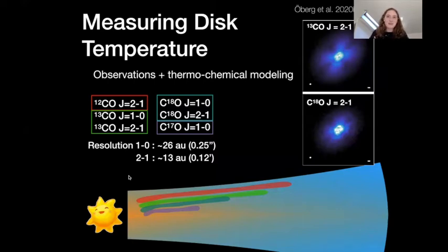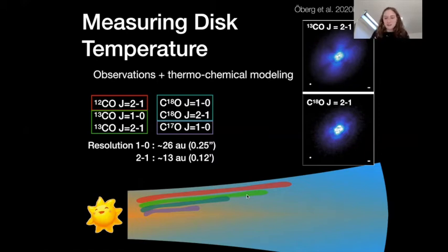In this study, I use a combination of 6 high-resolution observations of CO and its isotopologues and a thermochemical model. Starting with observations, we use CO because it's very abundant within disks, and the different isotopologues we assume emit from different regions within the disk. So 12CO is the most abundant form of CO, so it's going to become optically thick higher up in the disk. So if we're looking down, it's going to be optically thick near the surface. And then 13CO is the next most abundant, so it's going to become optically thick a little bit lower than 12CO, and so on and so forth with 13C18O, C18O and C17O.